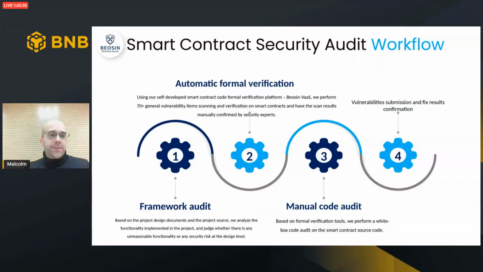So let's take an overview of the security audits that we do here at BSC and the process that we go through. We always start our audits by doing a framework audit. Based on the project design and the project source, we analyze the functionality implemented at the project level to judge whether there is any unreasonable functionality or any security risk at design level. Then we run the automatic formal verification that we showed, our own developed tool. And we have our security experts in-house who manually confirm all the results in our automatic scanning.